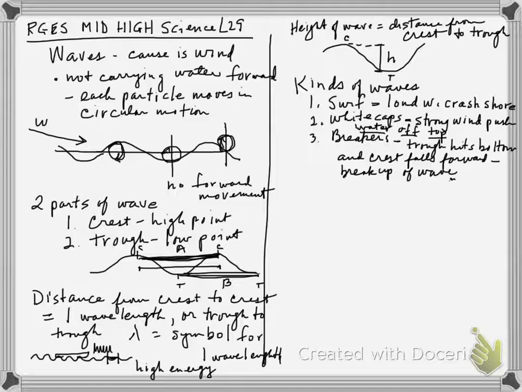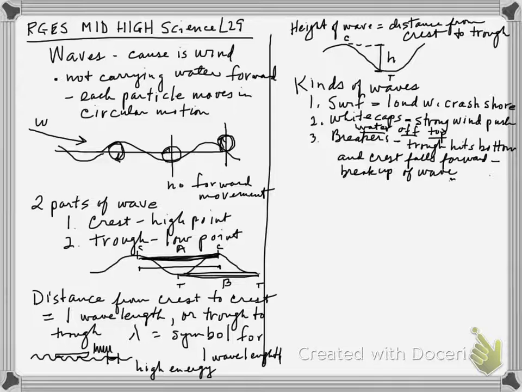And then the third is a breaker. A breaker is when the trough hits bottom, that is, the floor of the shelf or the beach. Because the bottom hits and drags along the bottom, the crest falls forward, and so the whole wave has a breaker at the top, and the breaker crashes forward.